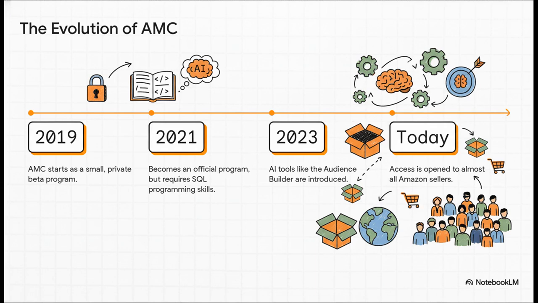And this slide just perfectly shows how far this tool has come. I mean, AMC started back in 2019 as this tiny private beta. For years, it was this super complex thing for giant brands that required you to be a SQL programmer just to use it. But then, in 2023, AI tools were introduced, and now it's open to practically all sellers. This isn't some far-off future tech. This is a tool you can and absolutely should be using right now.